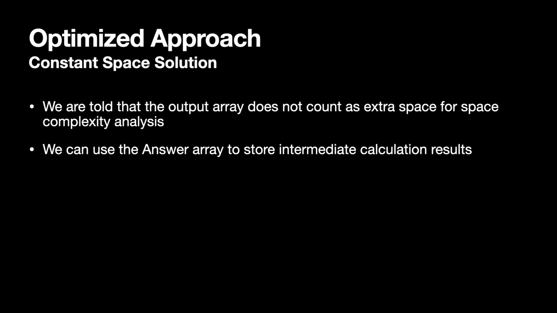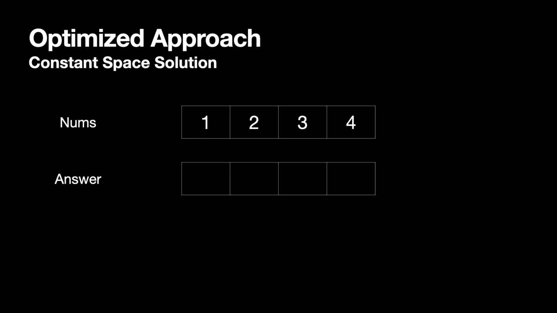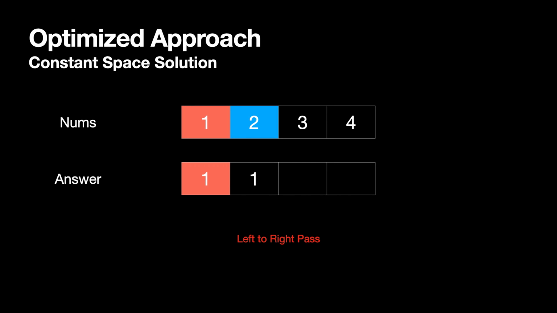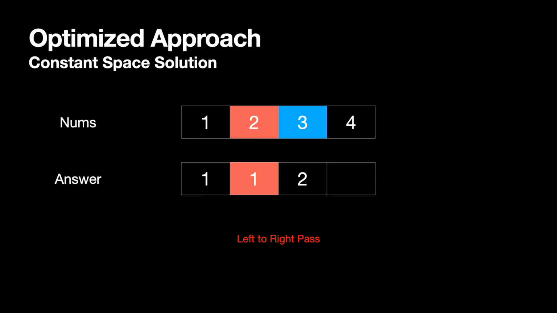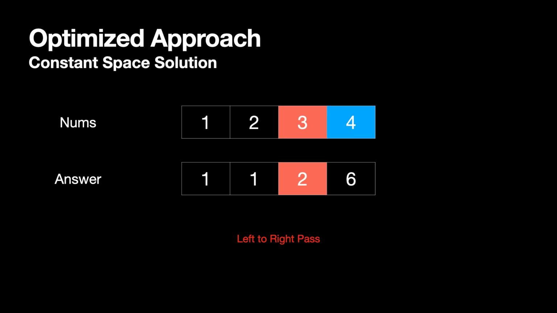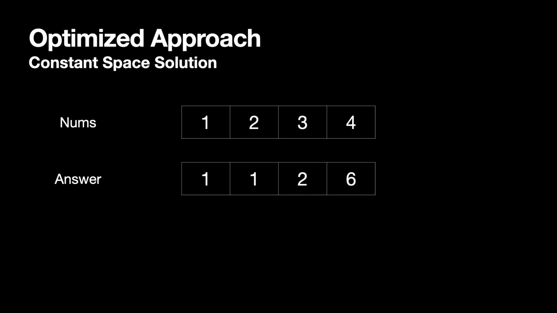Similar to the previous approach, we'll solve this problem in two passes over the nums array, one pass from left to right and a pass from right to left. The left to right pass will be identical to our previous approach, with the difference that instead of storing the result in the left product array, we'll store the result in the answer array. Once our left to right pass is complete, the answer array will contain the left product for each element, and now we have to start our right to left pass.